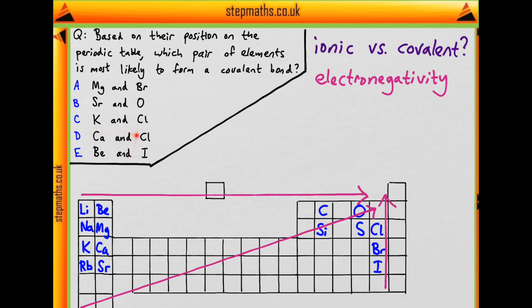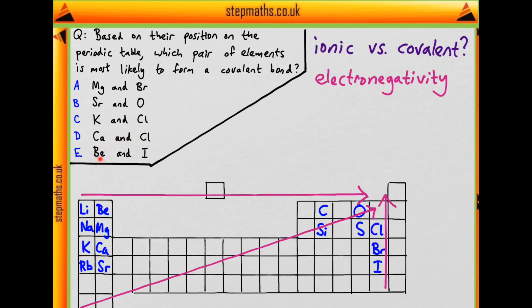Then what about potassium and chlorine? Well, similarly, potassium is quite low down, chlorine is quite high up, so this will be bad for covalent bonding. Then we've got calcium and chlorine. Well, this is the same story as potassium. Calcium's further down the group, and chlorine's very electronegative, so it's not going to be this.